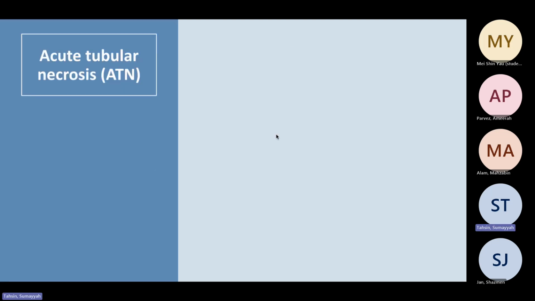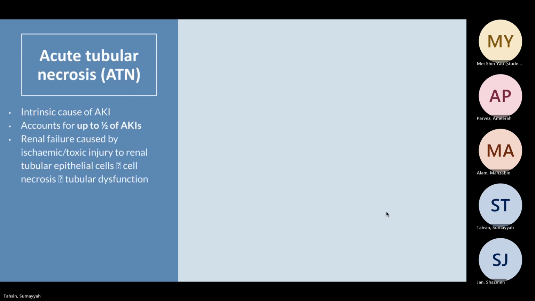Okay, so now I just quickly want to touch on acute tubular necrosis and acute interstitial nephritis. So acute tubular necrosis is an intrinsic cause of an AKI, and it accounts for almost up to half of all AKIs. So ATN is damage and death, so necrosis, of the epithelial cells of the renal tubules. It's the most common cause of an AKI.